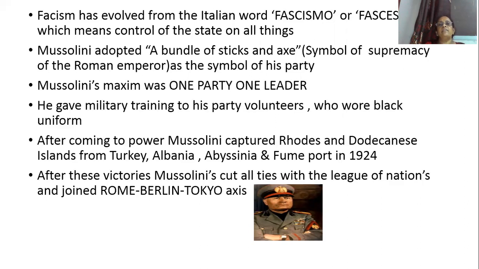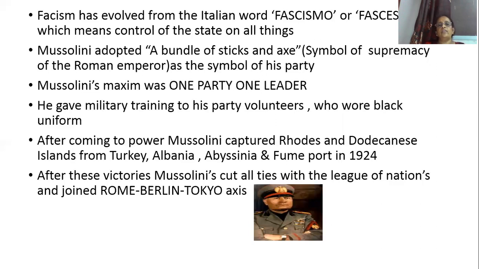The word fascism originated from the Italian word fascismo. What is the meaning of the word? Control of the state on all the things. And what was the symbol of that fascist party? A bundle of sticks and an axe. And what was the maxim of Mussolini? One party, one leader. And what was the color of the uniform worn by the members of that fascist party? Black uniform.